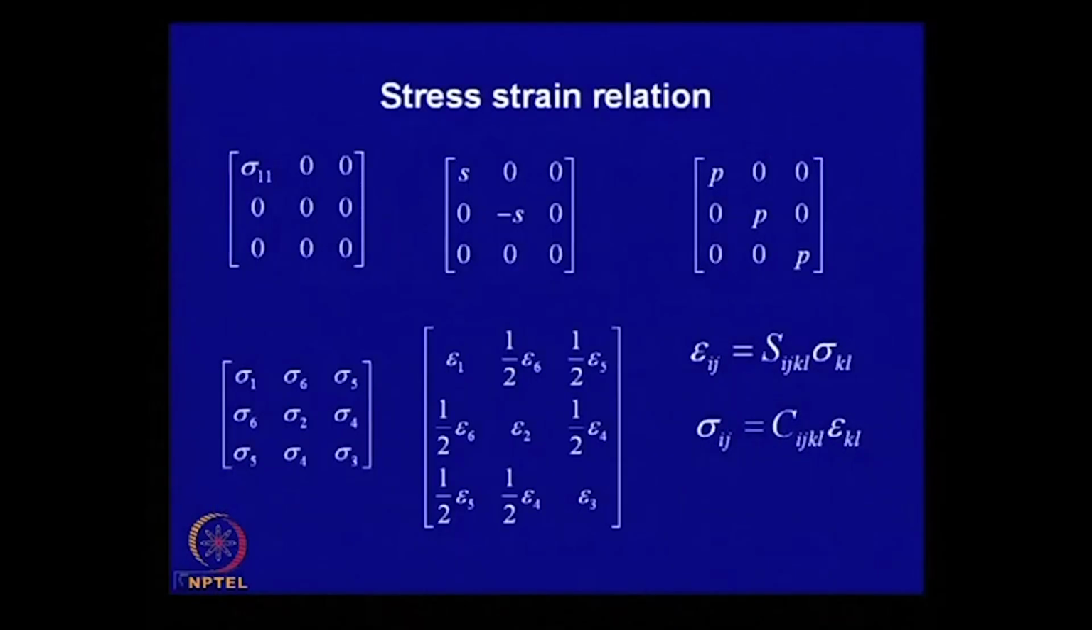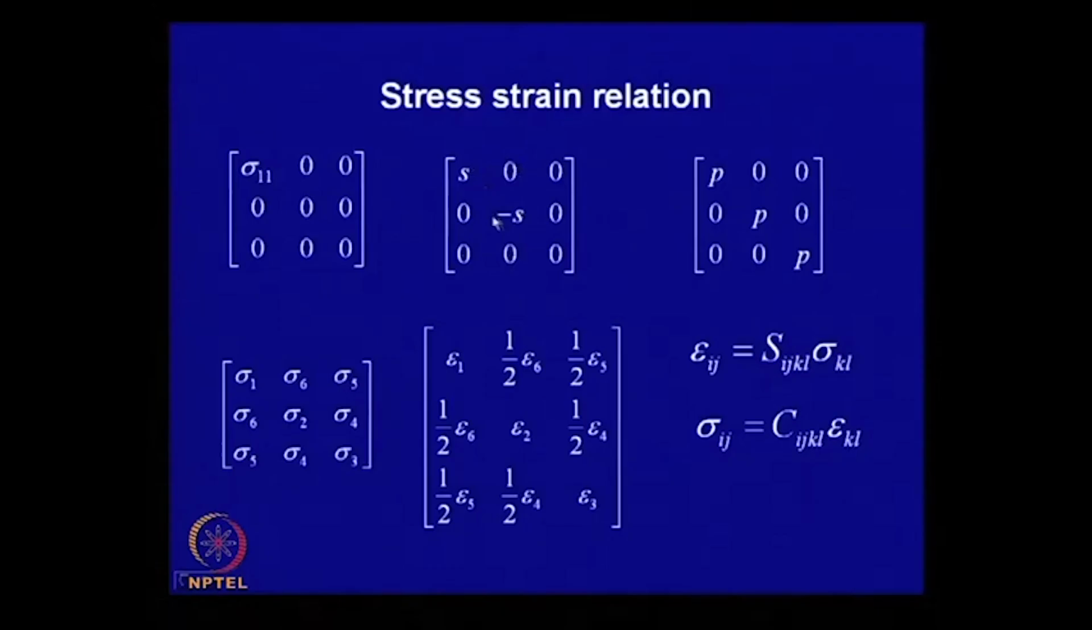Now, let us look at a few very common states of stress. Like when you do a tensile test, you subject the specimen to uniaxial loading. You have stress only in one direction, that is sigma 1, and the rest of the components are 0. You can also have a situation where the stress, say this is S and this component is minus S. This type of stress actually represents a case of pure shear.